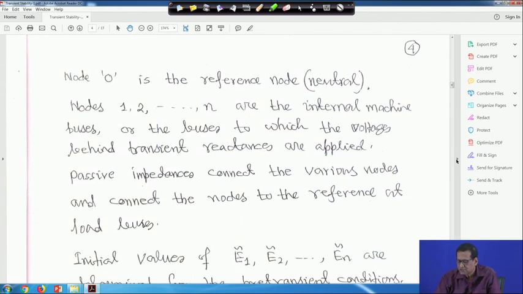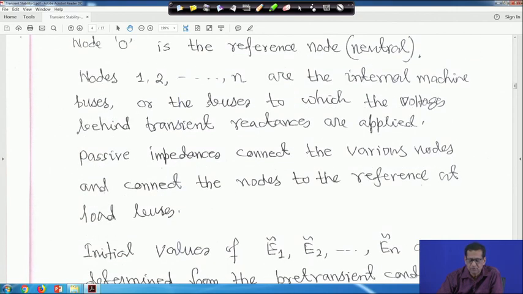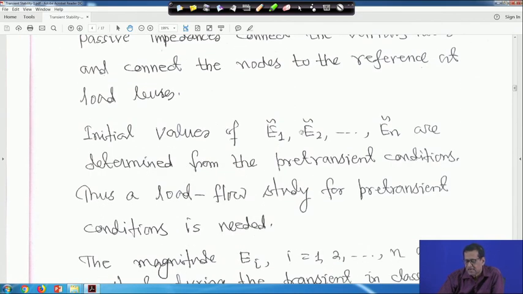Now, node 0 is the reference node, that is neutral. Nodes 1 to n, I told you, are the internal machine buses, or the buses to which the voltages behind transient reactances are applied. Passive impedances connect the various nodes and connect the nodes to the reference at load buses. Initial values of E1 tilde, E2 tilde up to En tilde are determined from the pre-transient conditions. Thus, a load flow study for the pre-transient condition is needed.